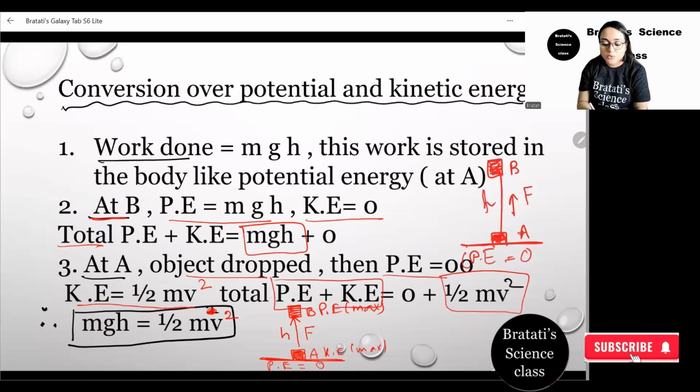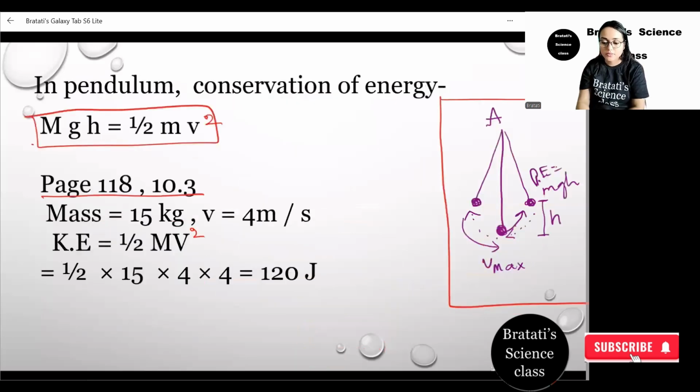From these two equations, as we know energy is just converted, it cannot be created or destroyed, it just transfers. So mgh equals half mv square. If we solve, we get v square equals 2gh.